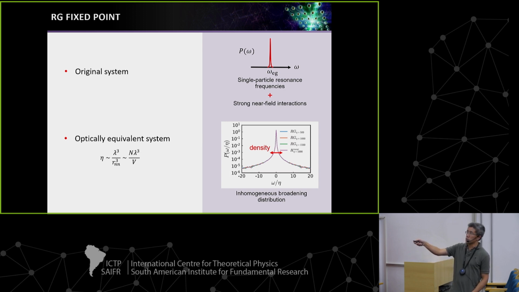And then you can see this actually numerically. So here what I'm plotting is the distribution function of resonance frequencies rescaled by the density itself. So frequency is divided by density. And you see that regardless of density, all these curves collapse onto the same one.